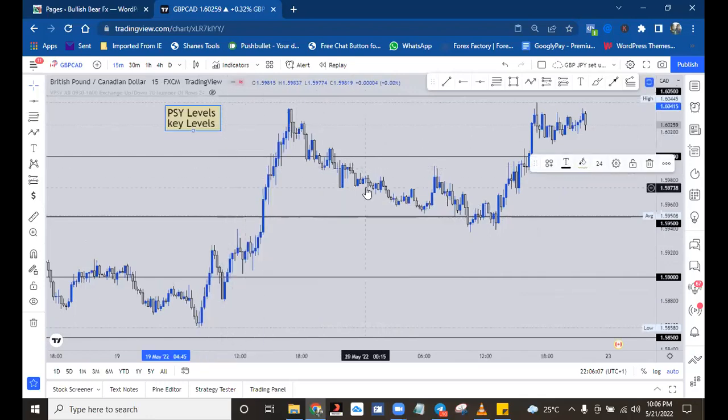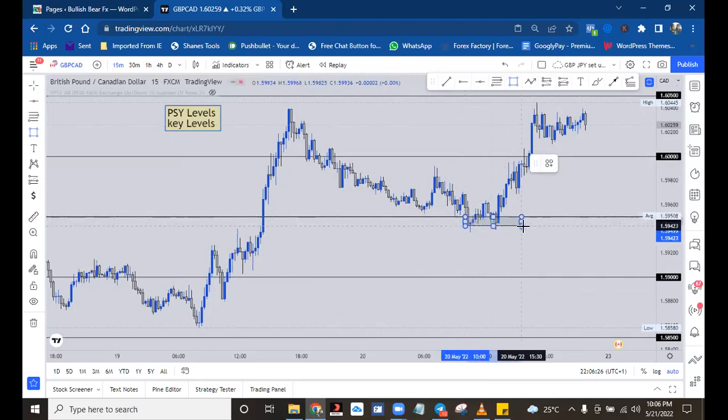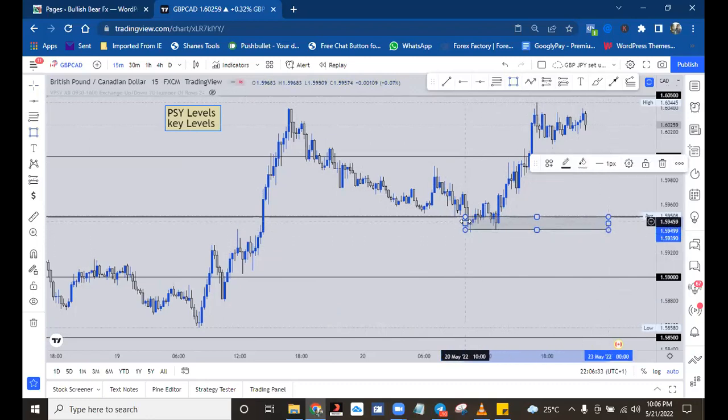So, for you to be able to draw out your key levels, you're going to put your rectangle shape from the psychological level all the way down to where the last candle ended, and you drag it to the future.